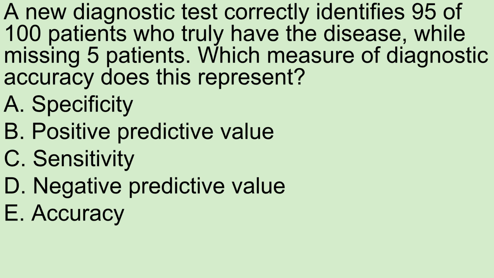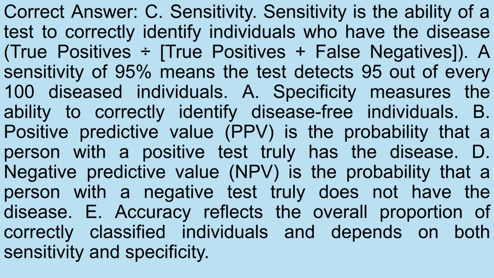A new diagnostic test correctly identifies 95 of 100 patients who truly have the disease, while missing 5 patients. Which measure of diagnostic accuracy does this represent? A. Specificity. B. Positive predictive value. C. Sensitivity. D. Negative predictive value. E. Accuracy. Correct answer. C.